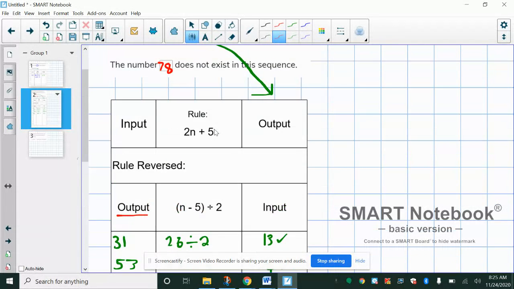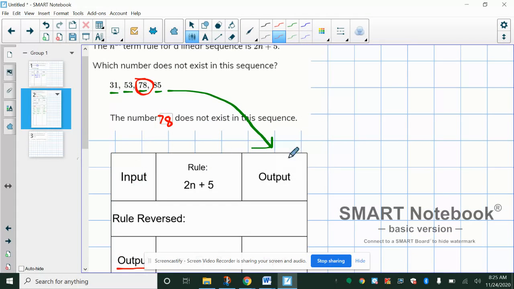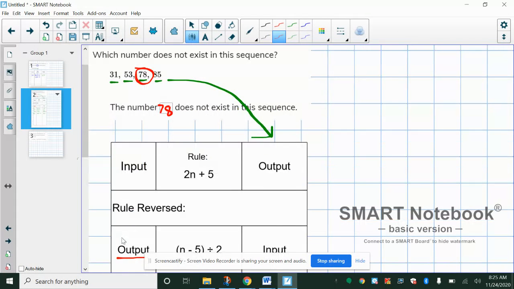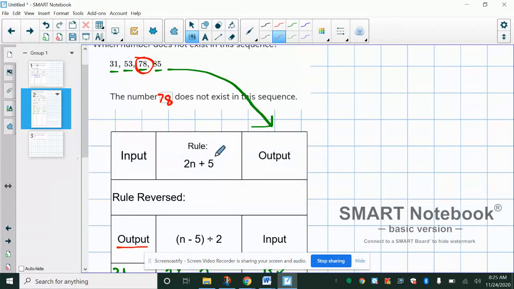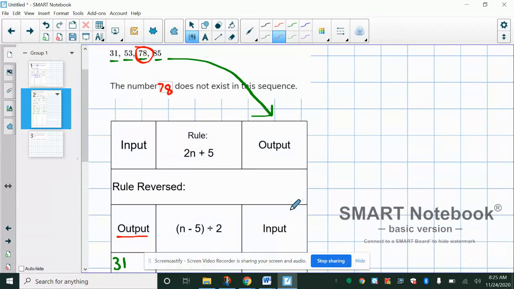So the steps to solving this are: look at your input, rule and output, reverse it, put the output at the start, completely flip the rule around, and then see if it works its way back to give you a legitimate input.